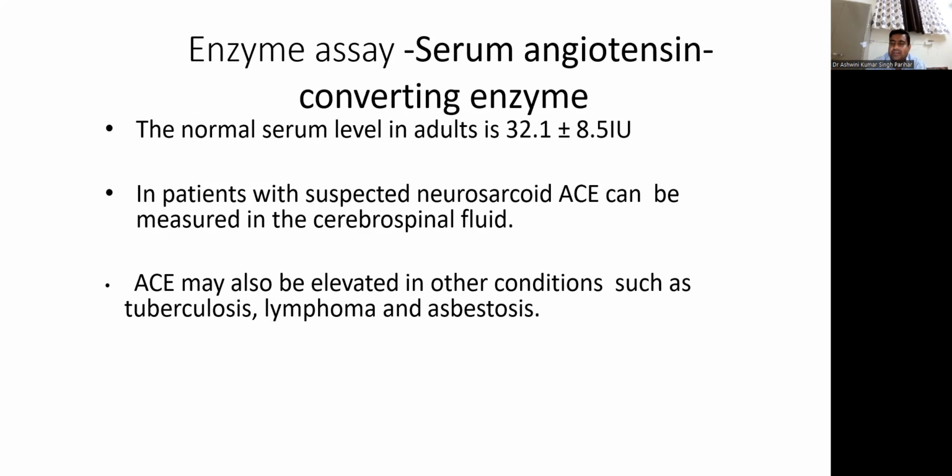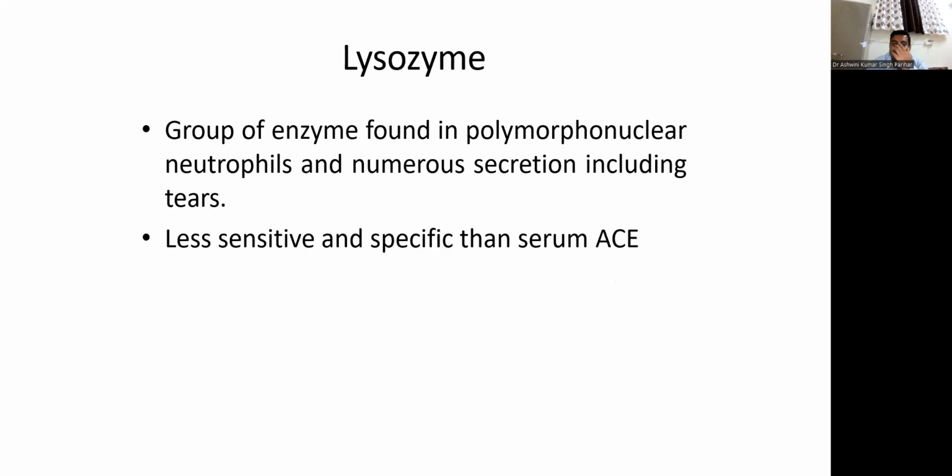As I mentioned, the normal serum level will be 32 plus or minus 8.5. So if the serum level is more than that, we can suspect the above granulomatous conditions which we have just discussed. Based on the other investigations, X-rays and other findings, we can differentiate these from each other, and we can go with the management accordingly. Lysozyme is less sensitive and less specific than ACE, because it is present in the polymorphs of neutrophils and several other secretions of the body like tears, saliva, and so on.